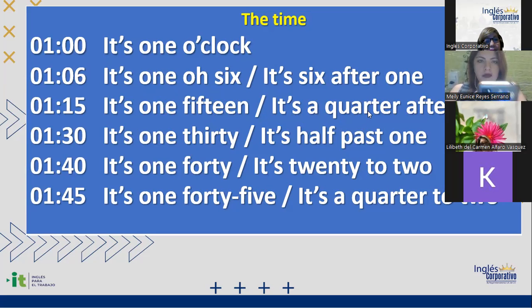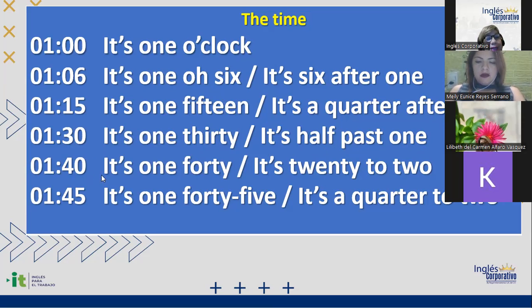Okay, the 15 minutes, you say quarter, quarter. Okay, now this is 1:30. Is 1:30. Second possibility, you say is half past 1. Half past, pasada la mitad, okay? De la una, if you say it in Spanish, okay? Half is half, no L, right? Half, half, it's mitad, la mitad, because it's 30 minutes, okay? It's half past 1.